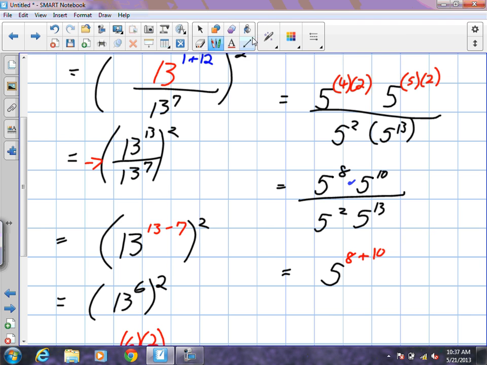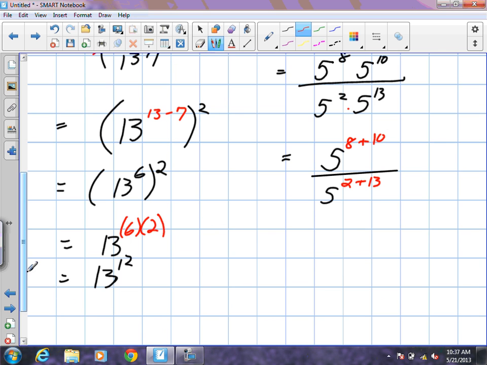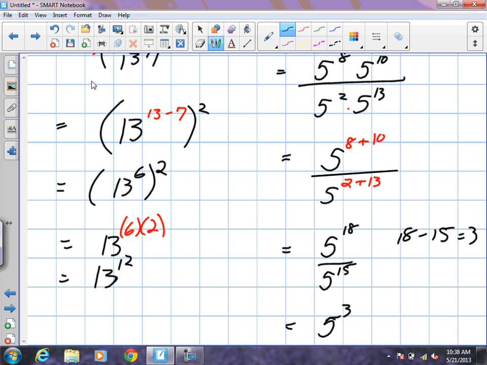What about on the bottom? That's right. It's going to be 2 plus 13. Again, because they're multiplied by each other, these values, when we're simplifying. So we go to simplify that. We get 5 to the power of 18 divided by 5 to the power of 15. And 18 minus 15, I'm just going to do this in one shot, gives us 3. So we get 5 to the power of 3. That's it. All we want you to do is simplify in these questions.